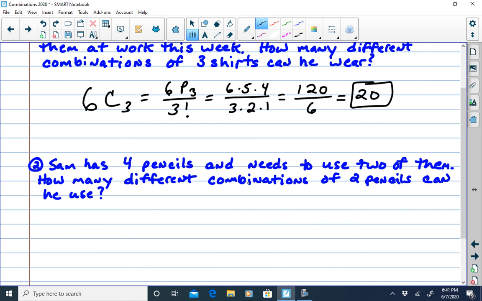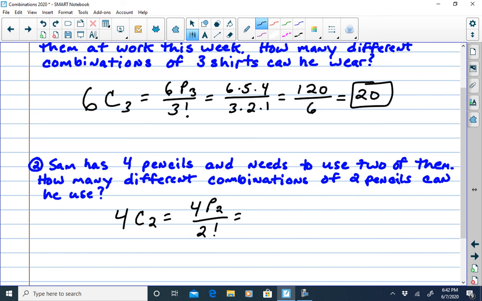Sam has 4 pencils. He needs to use 2 of them. How many different combinations of 2 pencils can he use, right? And if you're thinking about that, right, pencils, the order is not going to matter because the pencils are the same. So let's take a look. That's going to be 4C2. So that's going to be 4P2 over 2 factorial. Right? We have 4 items taken 2 at a time. How many different combinations can we make?